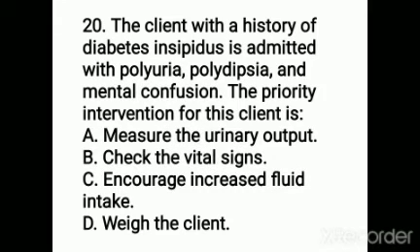Question number 20. The client with a history of diabetes insipidus is admitted with polyuria, polydipsia, and mental confusion. The priority intervention for this client is: options are measure the urinary output, check the vital signs, encourage increased fluid intake, weigh the client. Correct answer option B, check the vital signs.